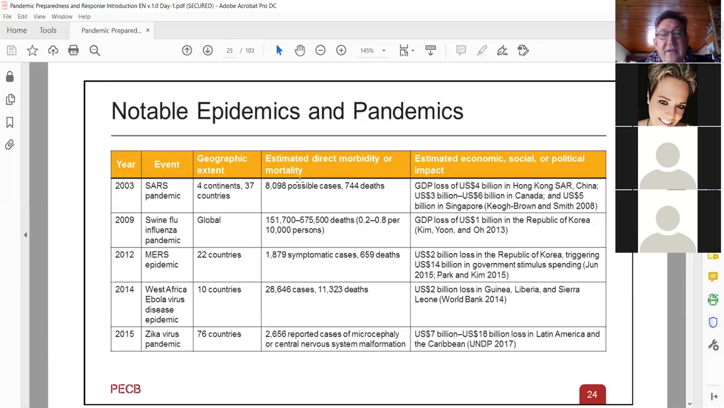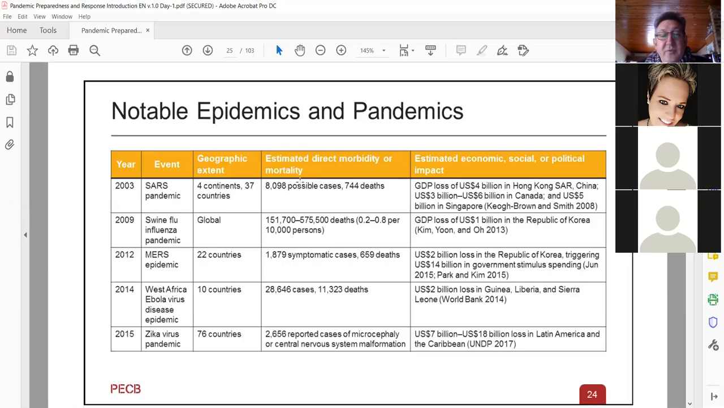And then if looking at MERS, that was in 2012, 22 countries, 1,879 symptomatic cases. And you can see how deadly this disease was, 659 deaths. And then the economic impact of this one in Korea was about $2 billion, triggering 14 billion in government stimulus spending.